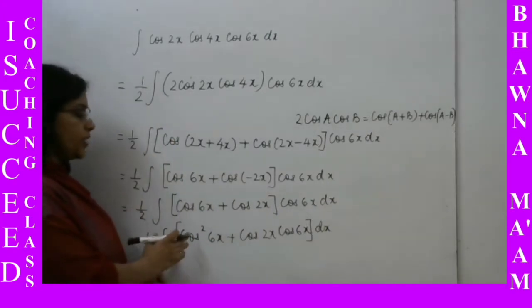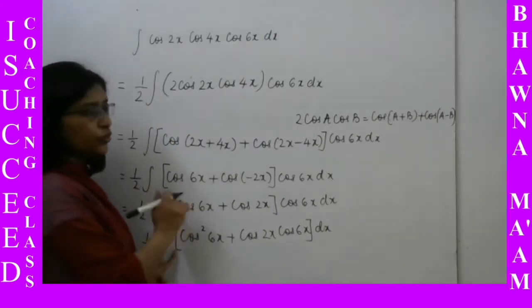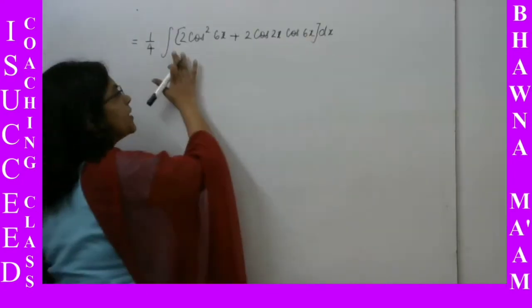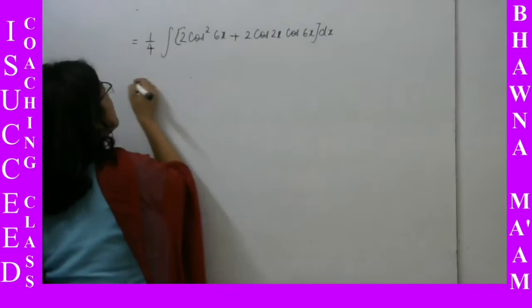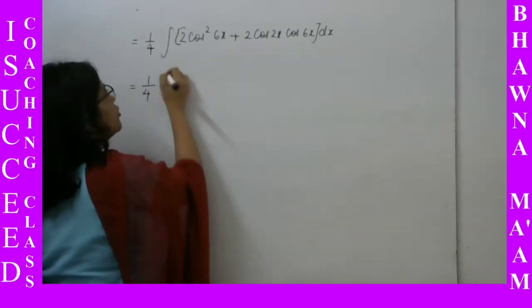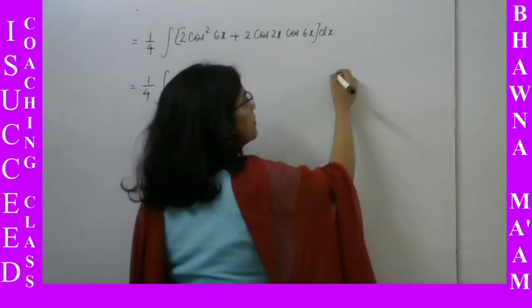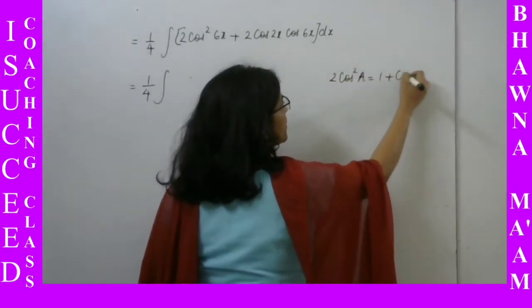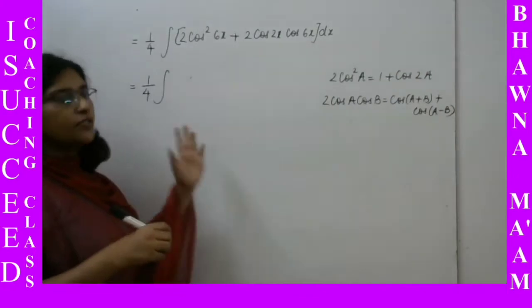Once again, we have to apply the formula. For that, we will need 2 again. So let's multiply and divide by 2 again. So multiplying and dividing by 2, we get this. Now, the formula of 2 cos square A is 1 plus cos 2A. Let's apply the formulas here.